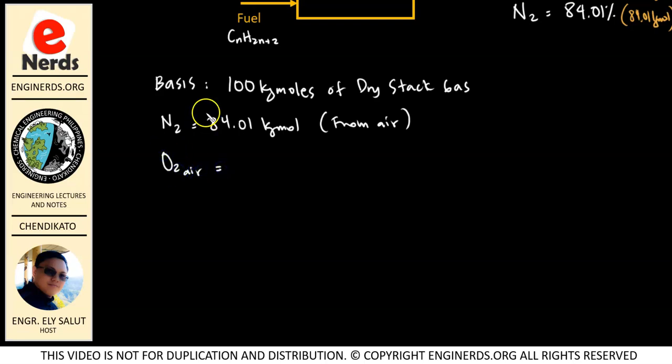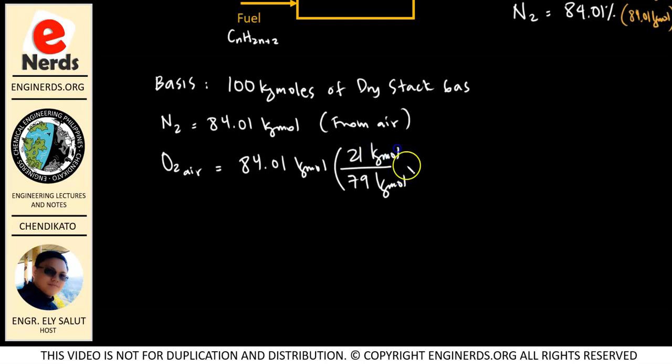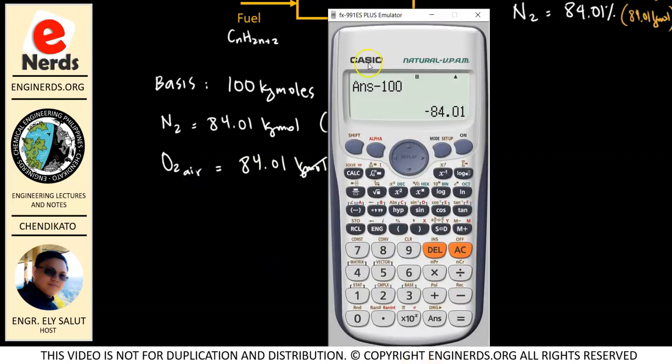Okay, so O2 from air is equal to the number of moles of nitrogen, 84.01 kilogram mole, multiplied by the ratio of nitrogen to air, which is 79 kilogram mole per 21 kilogram mole of O2. So this is N2 and this is O2, so this will be cancelled out. So the answer here will be kilogram mole of O2 from air. So let us solve that.